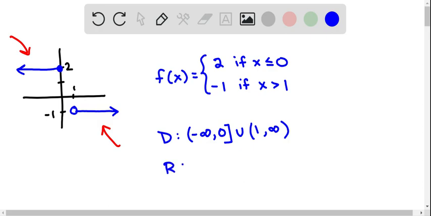And for the range of the function, it only passes through two y coordinates or two y values. It passes through a height of negative 1 and it passes through a height of 2. So we're just going to make that a list using set notation.